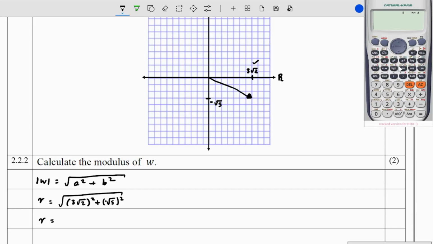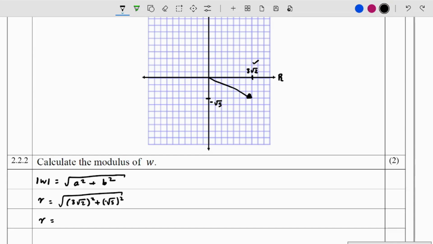Use the calculator, then you'll have the root of, open bracket, 3√2, all squared plus, you open bracket, the root of 5, and then all to the exponent of 2, and then it's going to give us the root of 23. So our r is going to be the root of 23. Nice.